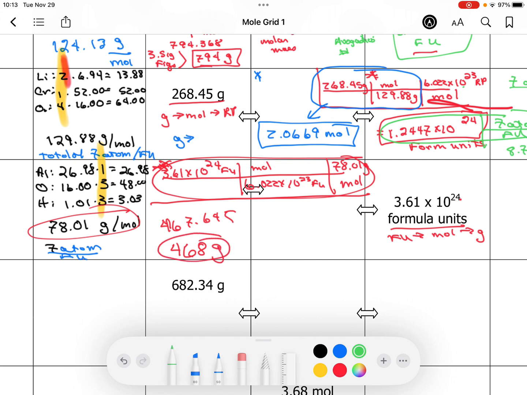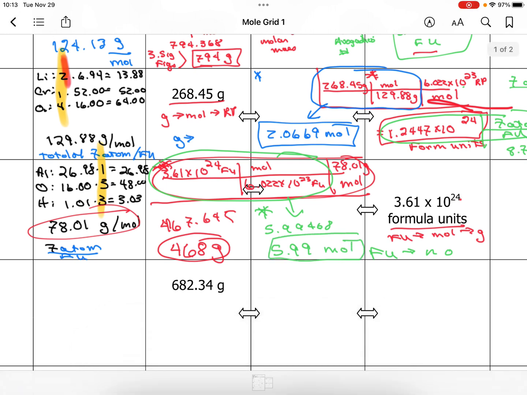Now, to get our moles, we're just going to go from formula units to moles, and I'm going to cheat a little bit again. It'll be just what I've circled right there. And that'll be 5.99468, and that'll be 5.99 moles.